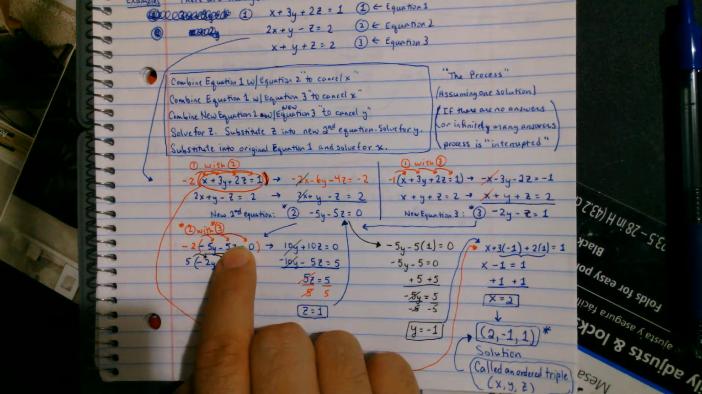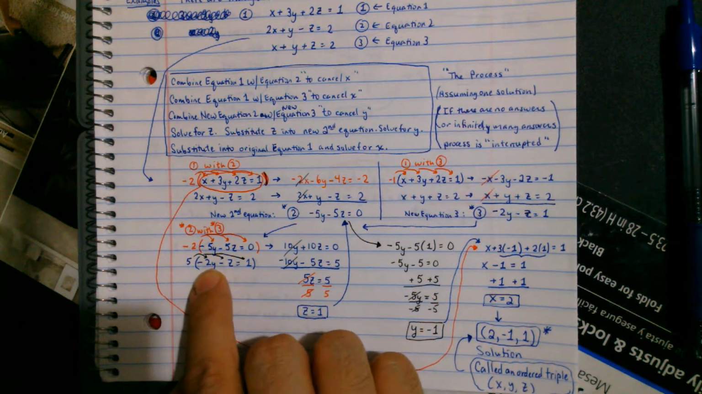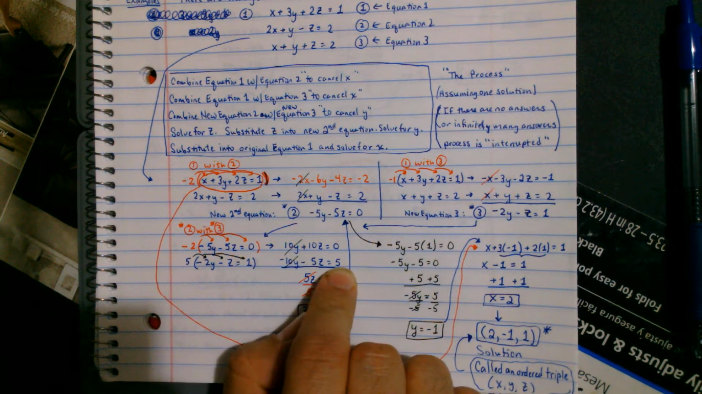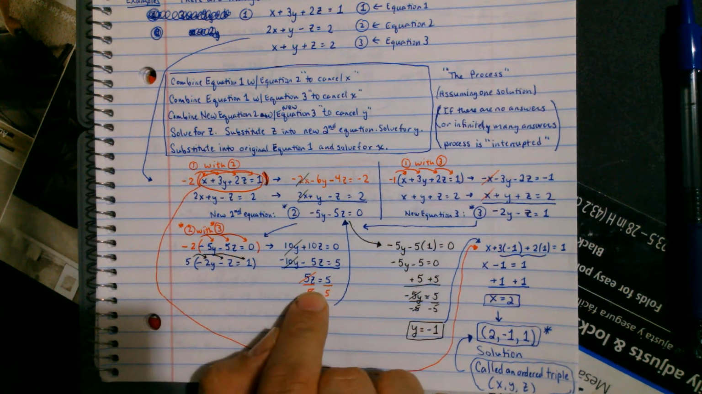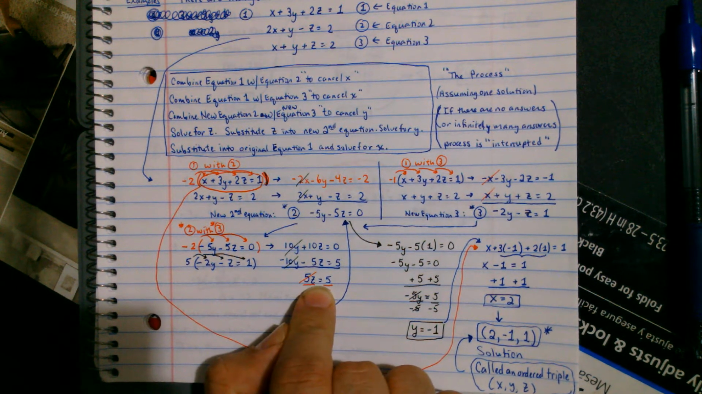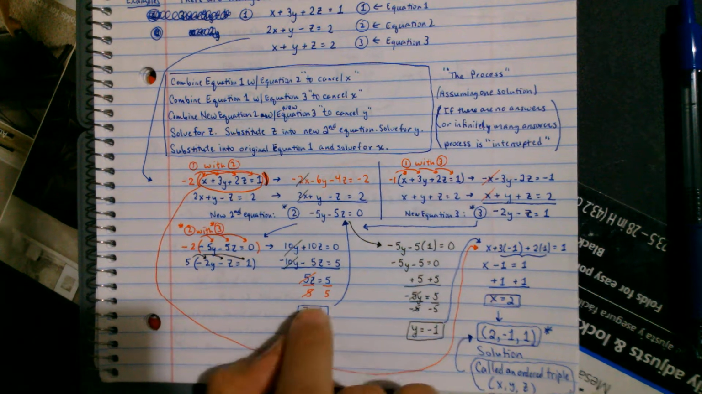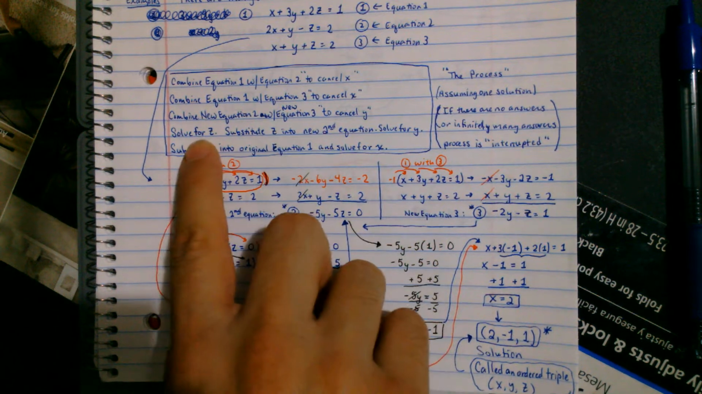So negative 2 times the first equation becomes 10y plus 10z equals 0. 5 times this equation becomes negative 10y minus 5z equals 5. The y's cancel. I have 10z minus 5z is 5z. 0 plus 5 is 5. Then I divide both sides by 5 and get z by itself. So z is 1. So I solve for z.